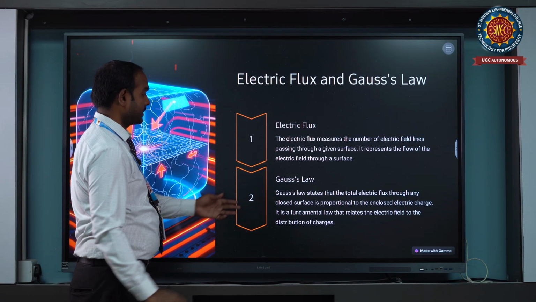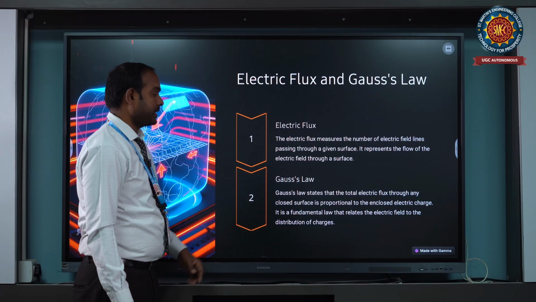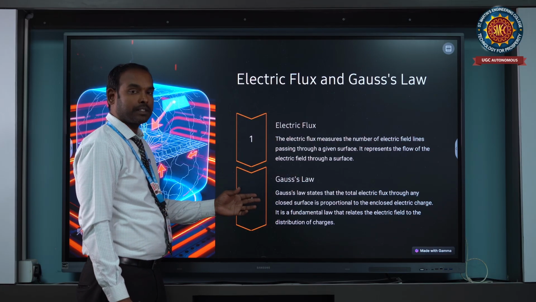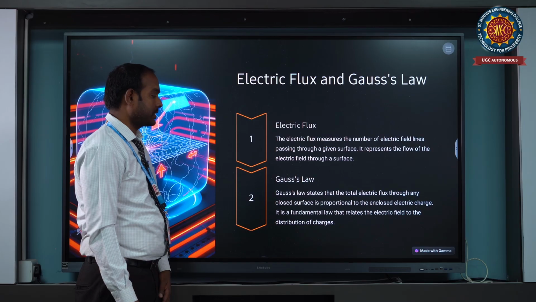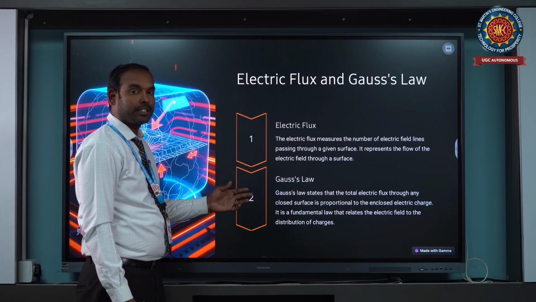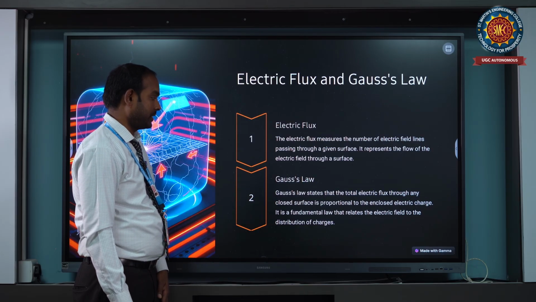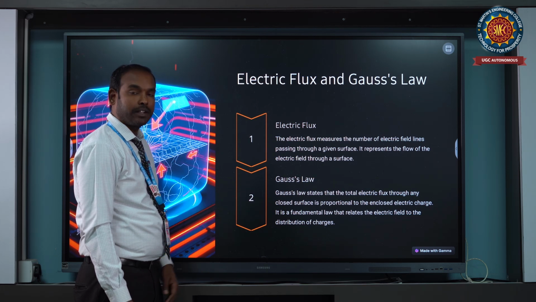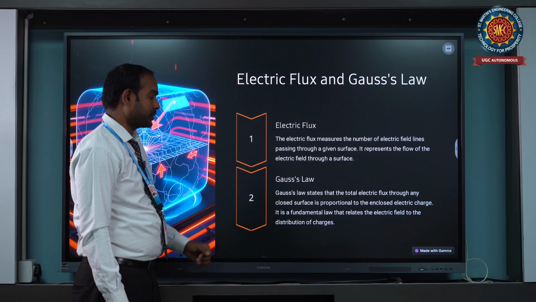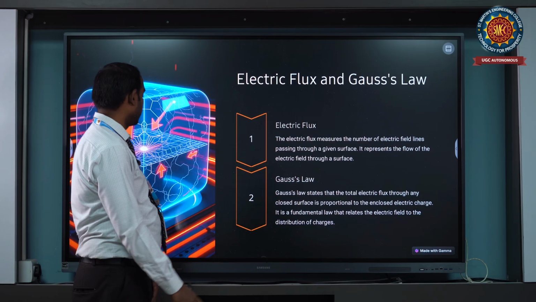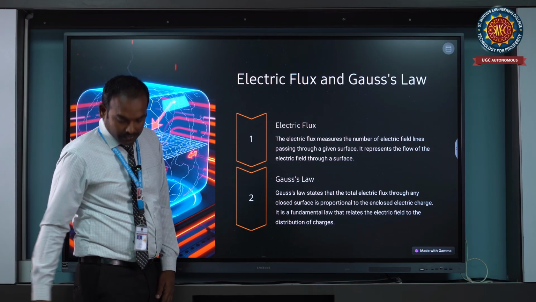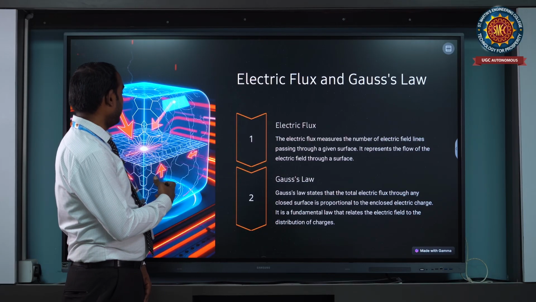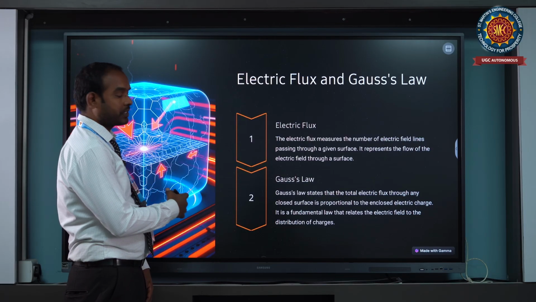What does it state? Gauss law states that total electric flux through any closed surface is proportional to the total charge enclosed by that surface. It is a fundamental law that relates the electric field to the distribution of charges. You can see the visual of the electric field enclosed by a closed surface.